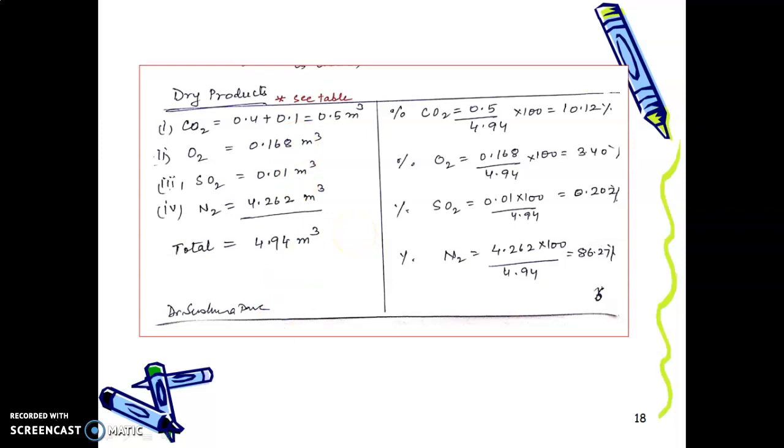Now to calculate the percentage of carbon dioxide, 0.5 upon 4.94 into 100 is equal to 10.12. In a similar way, we can calculate for carbon dioxide, oxygen, sulfur dioxide and nitrogen. This is all about calculation by volume.